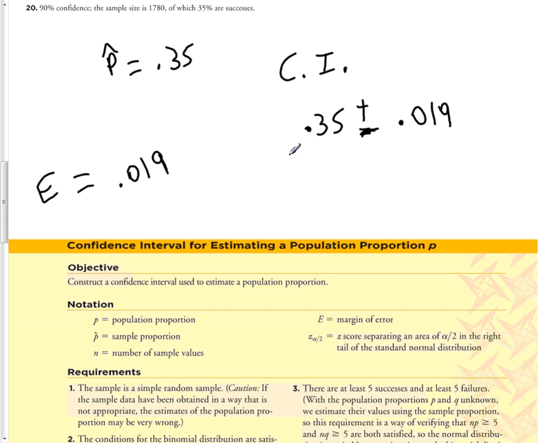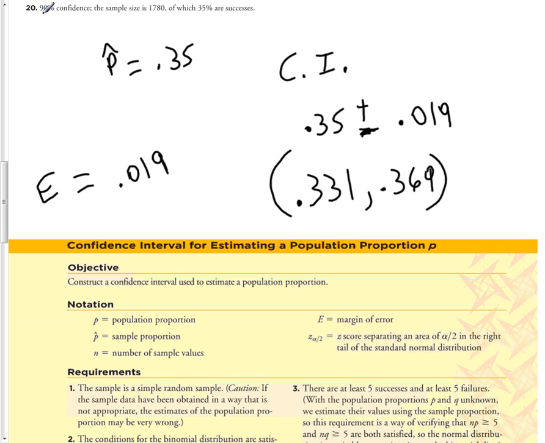Let me see. The lower bound for our confidence interval is going to be P hat minus E, or 0.35 minus 0.019. So the lower limit for our confidence interval would be 0.331. The upper bound for our confidence interval would be 0.35 plus 0.019, which gives us 0.369. That would be our confidence interval.